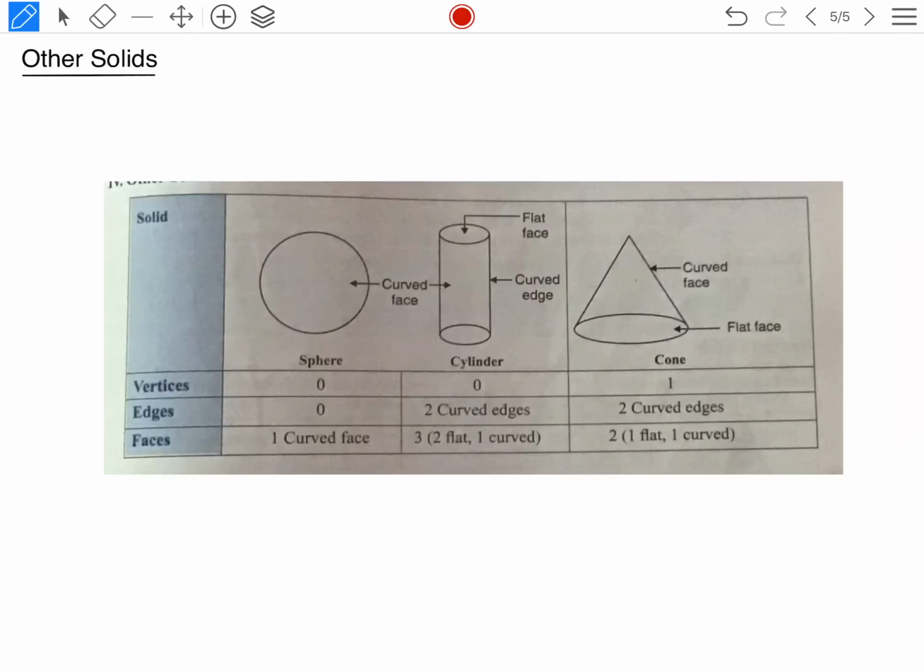Okay, complex figures, some other figures, for example sphere. In a sphere, vertices and edges are not present, only one curved face is there. Example of sphere is your cricket ball or your football. Okay, it is a sphere. Then cylinder has 2 curved edges and 3 faces are there. Out of the 3 faces, 2 are flat faces and 1 is a curved face. Okay, so in a cone there is one vertex, that is this point, it is the vertex of the cone. Okay, then it has 2 curved edges and 2 faces, that is 1 flat and 1 curved.